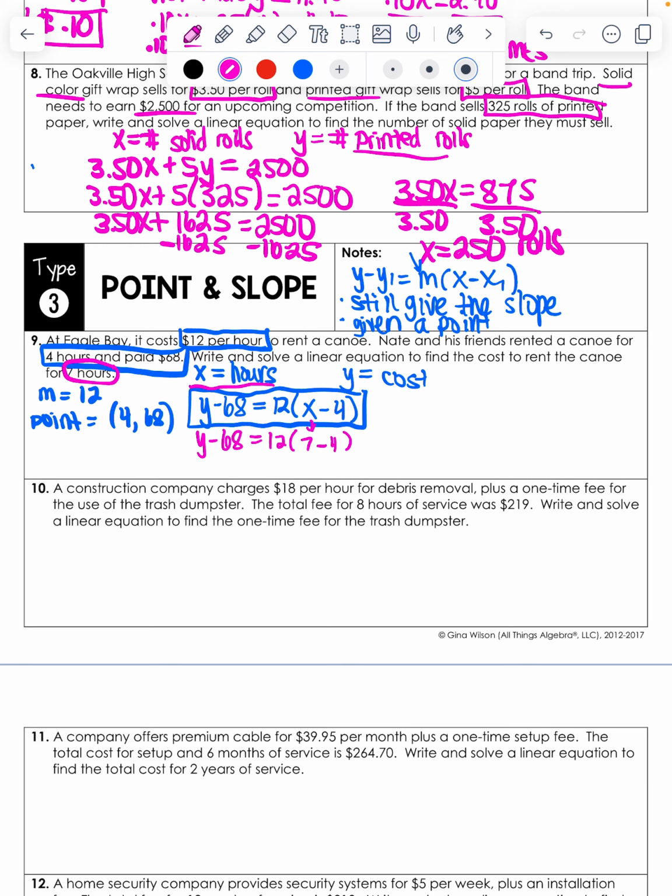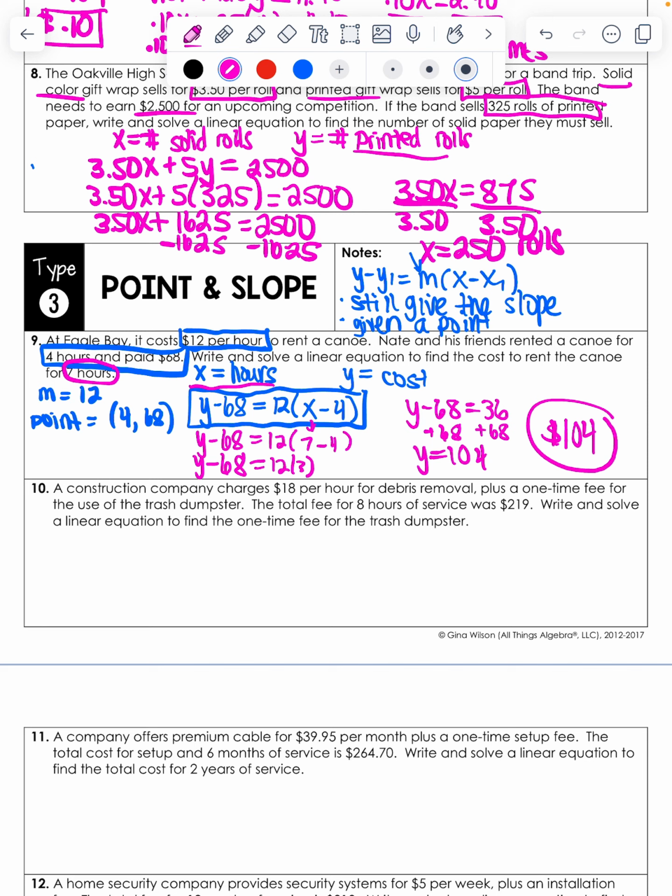So then we simplify. 7 minus 4 is 3. 12 times 3 is 36. And then we would just add 68 to both sides. 36 plus 68 is 104. So it would cost $104 to rent for the 7 hours.